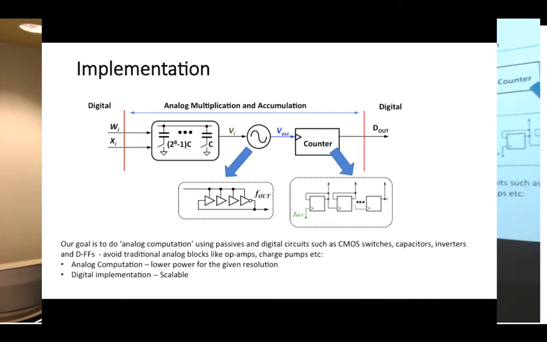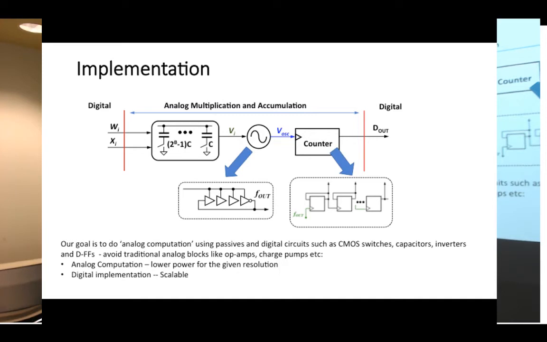Now, the oscillator is basically a chain of inverters, right? Nothing different than that. And the counter is basically D flip-flops, right? So all these circuits are digital, and we prefer it this way because the traditional analog blocks like op amp and charge pump don't scale very well with digital technology nodes like 7 nanometer or so.